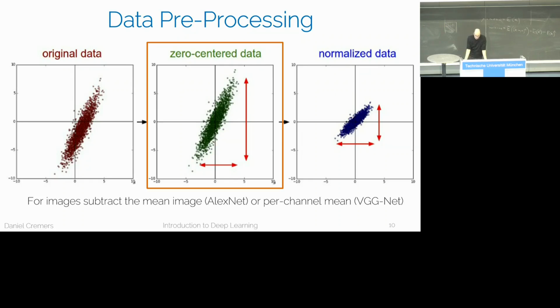And so what you can do for AlexNet, for example, and this was done for ImageNet classification in AlexNet, is that you subtract the mean image and then you do a normalization per channel. For example, this was done in VGGNet. These normalizations can help.